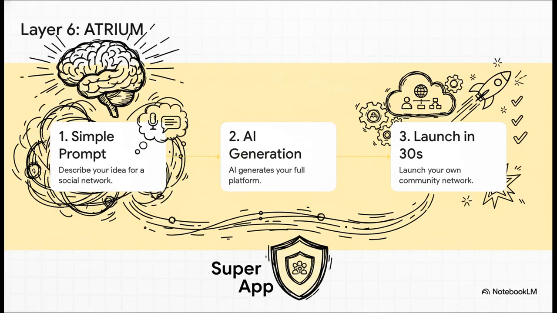And that just leads to the incredible power of Layer 6, Atrium. Now get this. This is a tool that could let you build what's called a super app, like your own private social network for your neighborhood or your book club, in about 30 seconds. Seriously. You just type in a simple prompt describing what you want, and AI generates the entire platform for you, and boom, you can launch it. It's about making creation accessible to literally everyone.